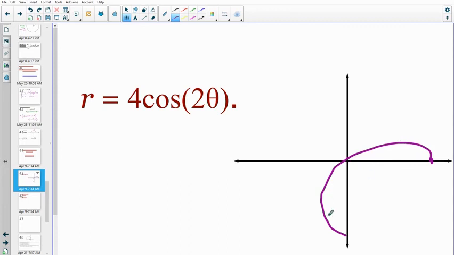Oh, I really butchered that. I'm going to have to start that over. That's what I get for drawing polar graphs and trying to talk at the same time.